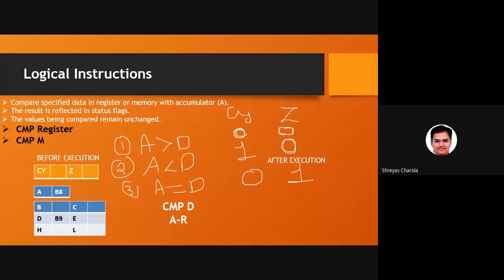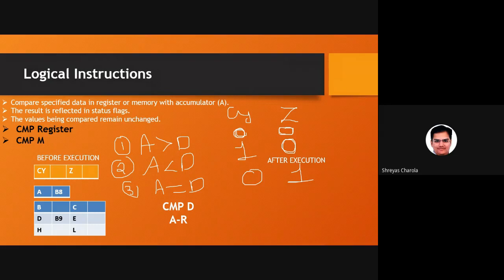When you compare any data with the accumulator, there are three conditions. Either the accumulator is greater than that number, less than that number, or equal to it. Whether the number is greater or less depends on the answer. Suppose the accumulator is 6 and the register is 5. Then 6 minus 5 is positive, so the accumulator number is greater than the number you want to subtract. None of the flags will be set.